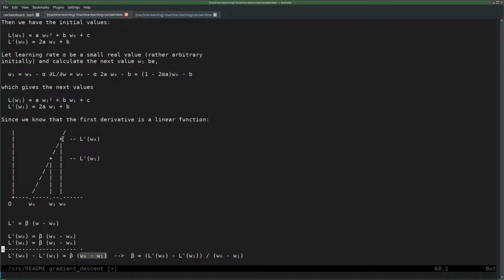So this difference divided by this difference, that's the steepness factor. And I can apply that again on this point, I guess, to find Wm, on that one.